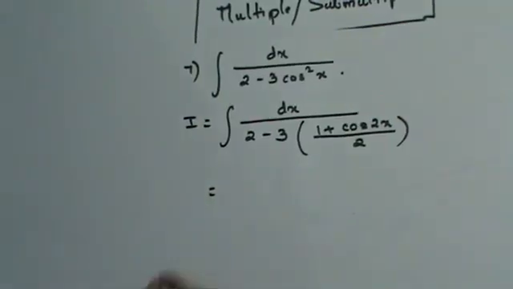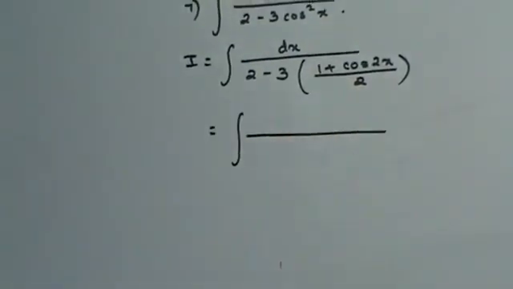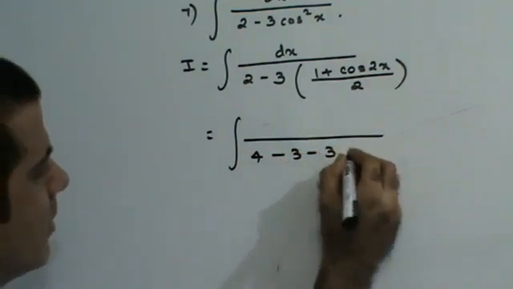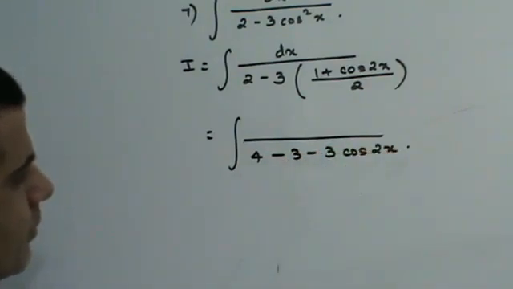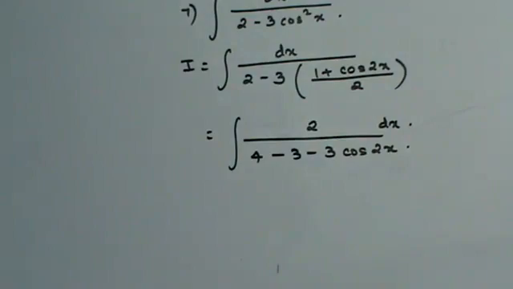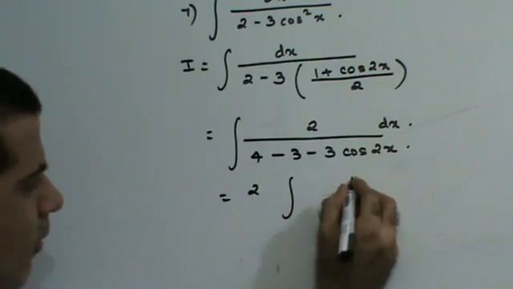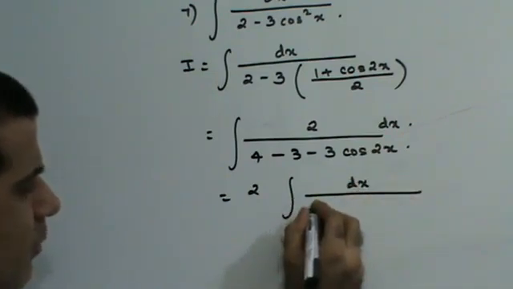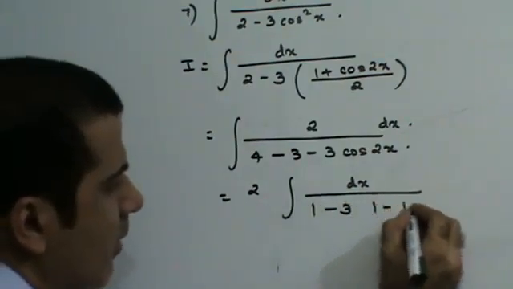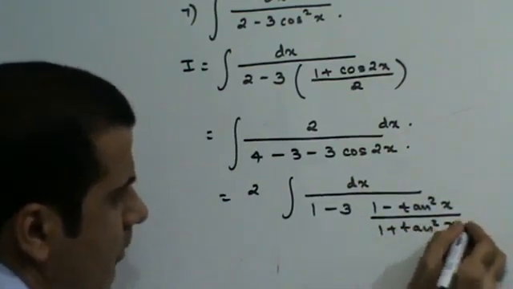This is going to be dx upon the LCM. Let's see the LCM. This is going to be 4 minus 3 cos 2x upon 2 dx, common denominator. I brought it in the numerator. Now, 2 comes out. Integral of dx upon 4 minus 3 cos 2 theta, which can be written as 1 minus tan square theta upon 1 plus tan square theta.